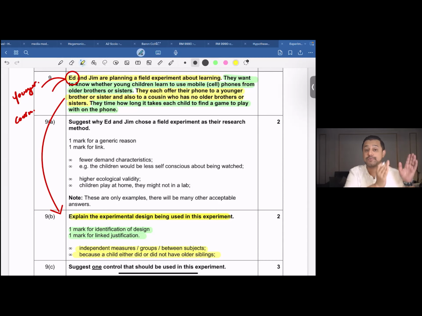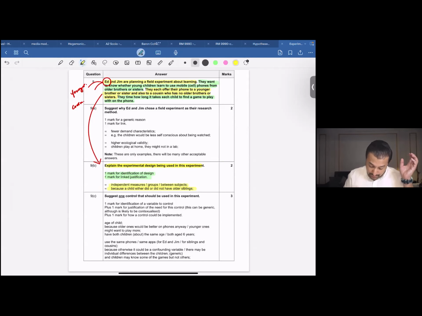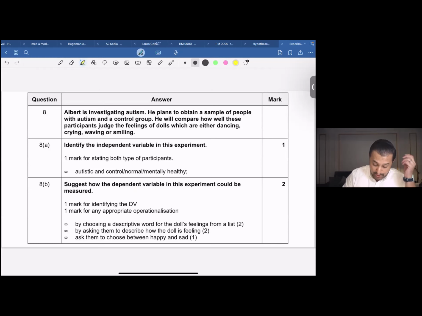The second group is a group that did not have an older sibling. So this would be an example of an independent measures design. Quickly moving on to another question. The second question over here reads, Albert is investigating autism. He plans to obtain a sample of people with autism and a control group. He will compare how well these participants judge the feelings of dolls which are either dancing, crying, waving, or smiling.